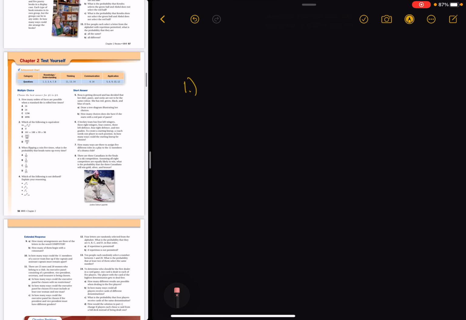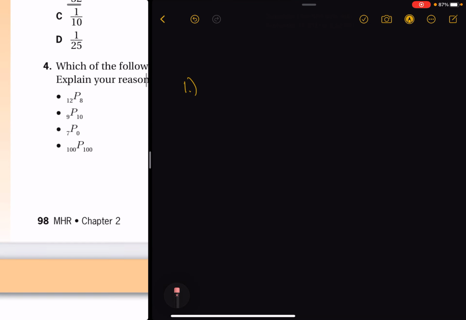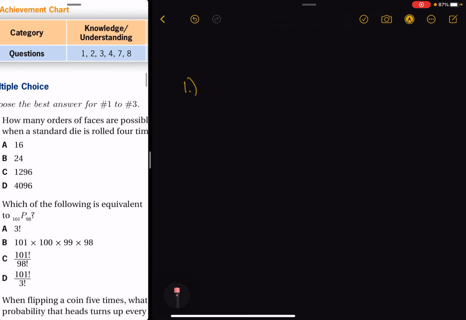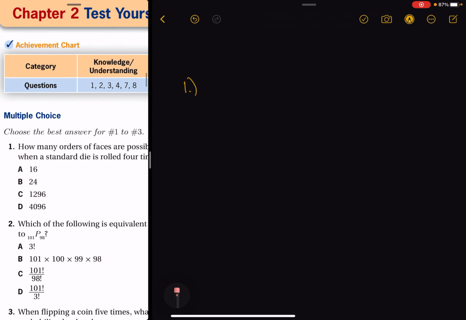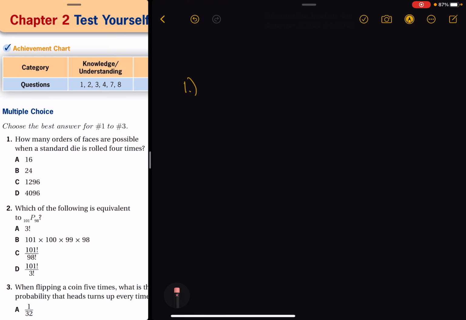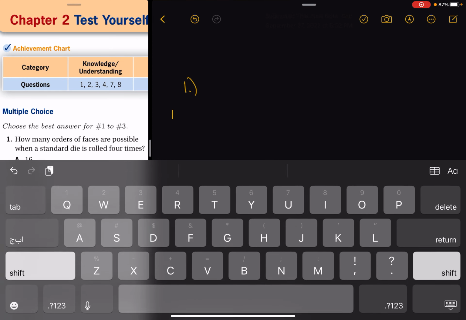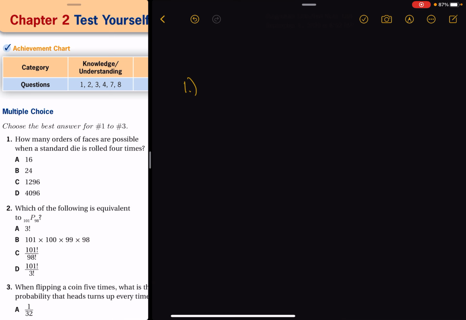We are looking at Chapter 2, Test Yourself, on page 98 of the textbook. We are going to do all the questions one by one, just so that you have some reference of how to do it. It says, how many orders of faces are possible when a standard die is rolled?